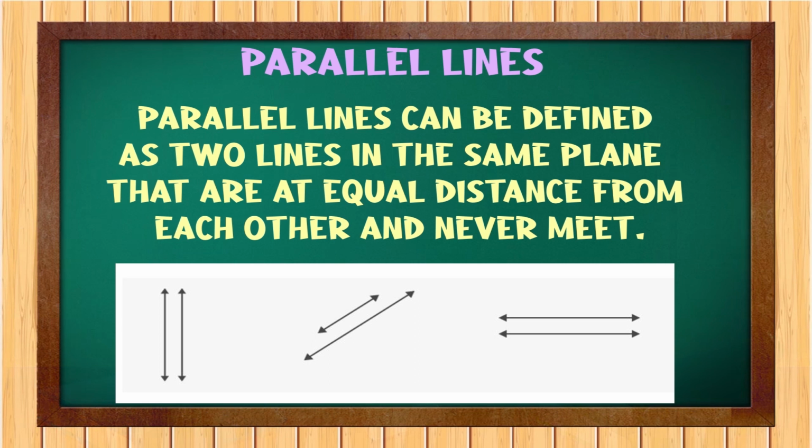So they can go this way, which are called vertical parallel lines. There are also horizontal parallel lines which look like this, or what you can see in the photograph, and then there are also diagonal parallel lines.